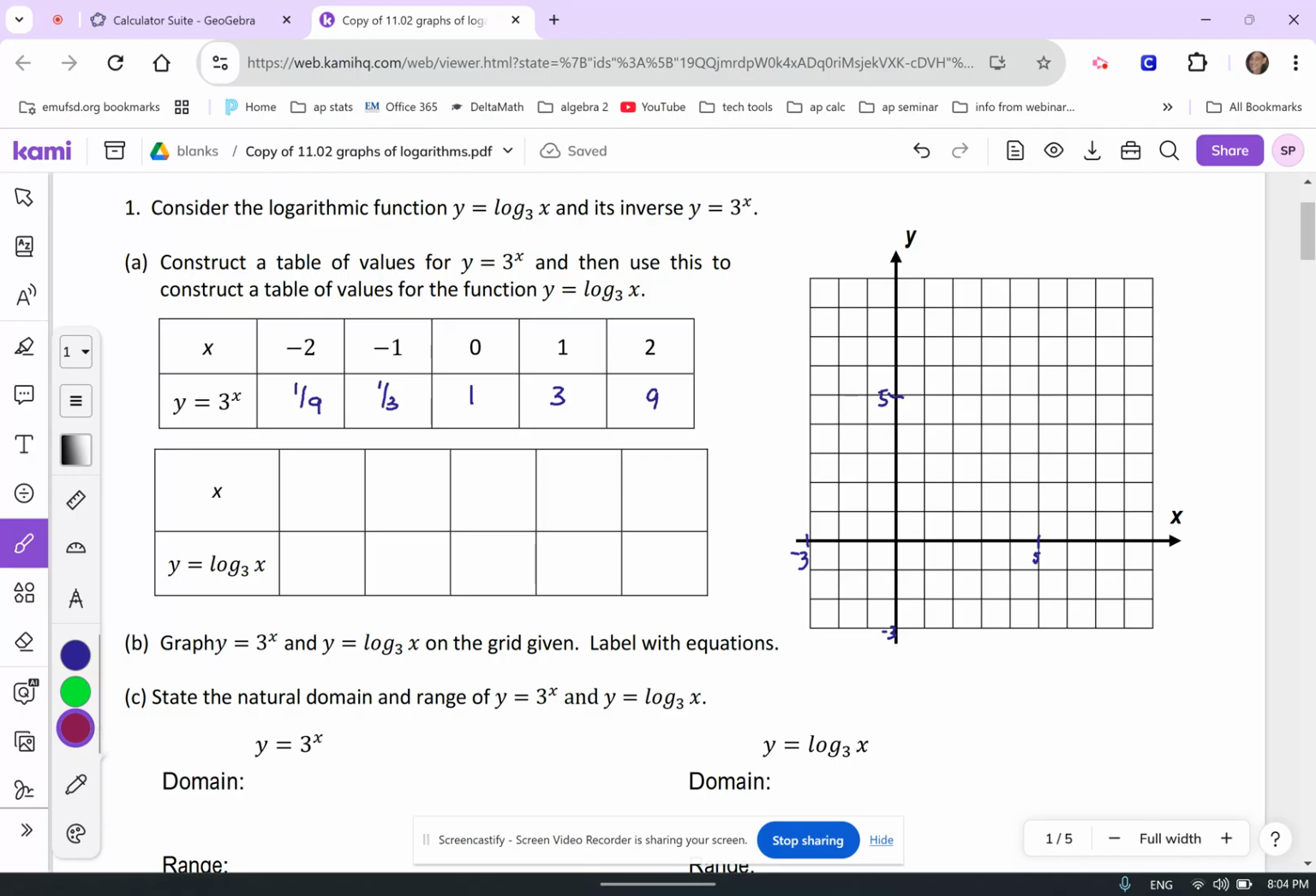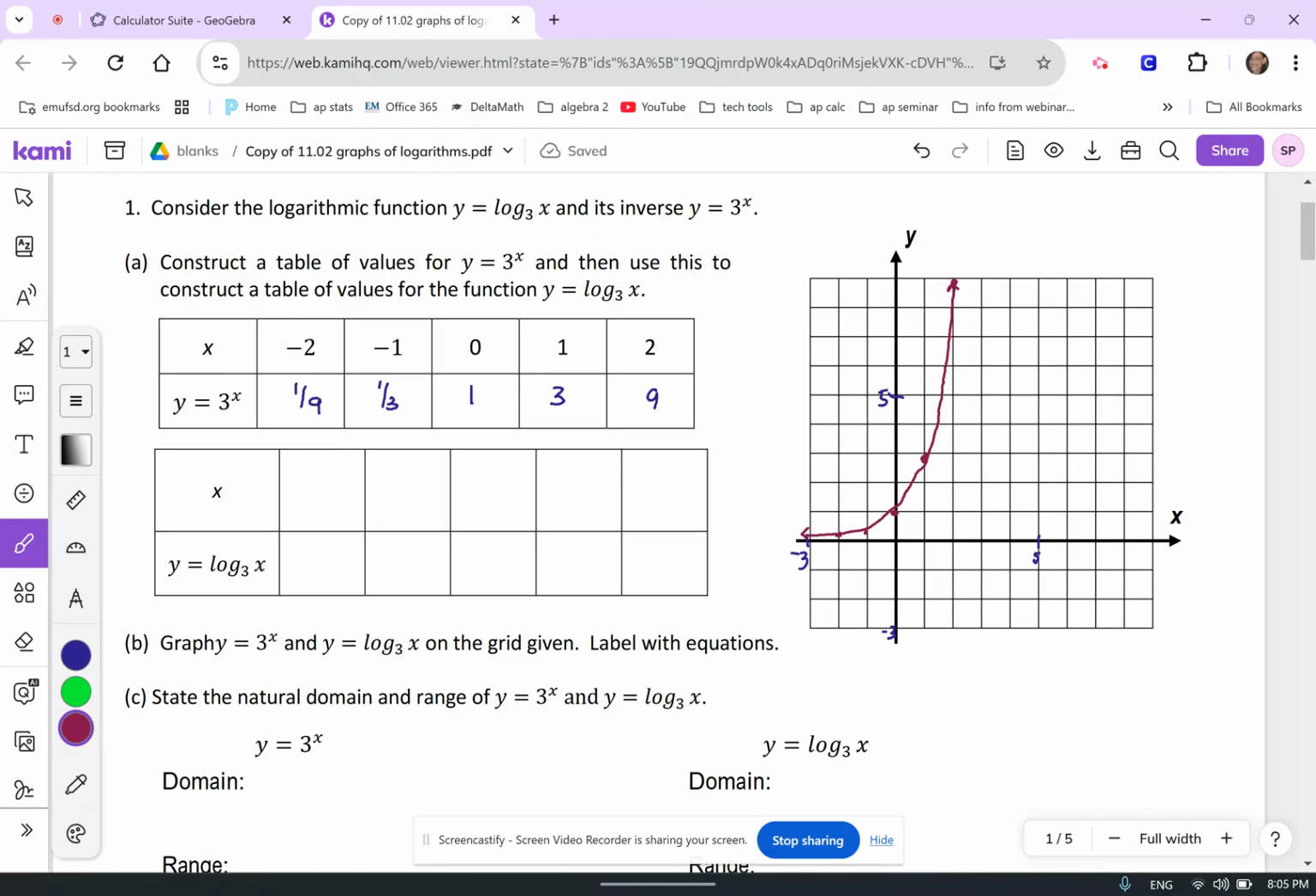So negative 2, 1/9. 1/9 is like 0.11, so it's over here. 1/3 is negative 1, 1/3 is here. And then it's 0, 1, 1, 3, and 2, 9. And we're going to make a nice smooth curve. So exponential functions have horizontal asymptotes. In this case, the horizontal asymptote is the x-axis, y equals 0.